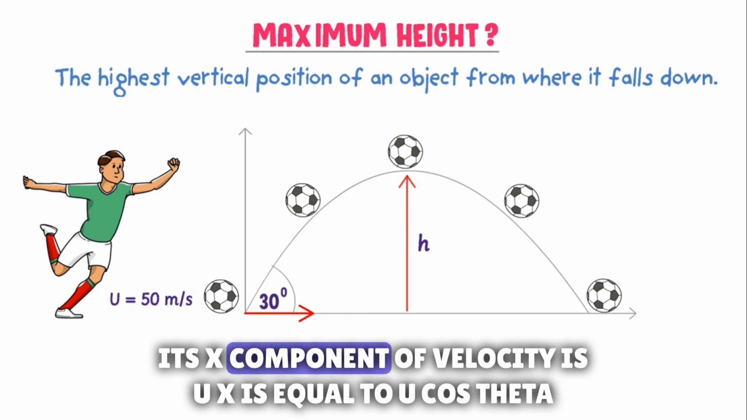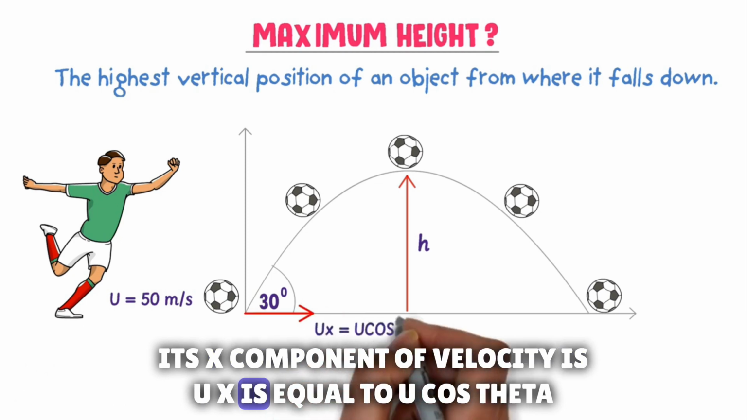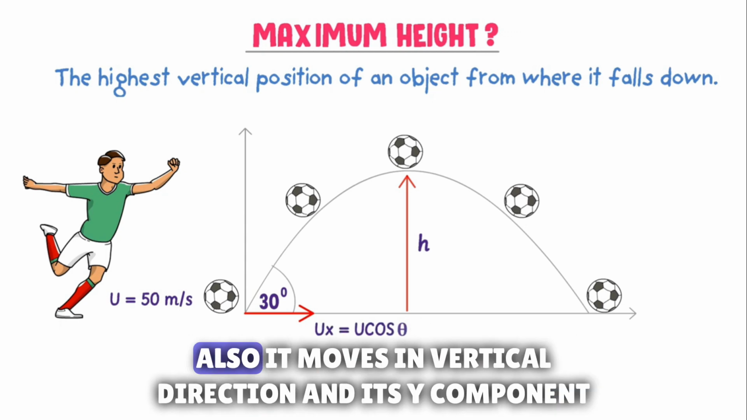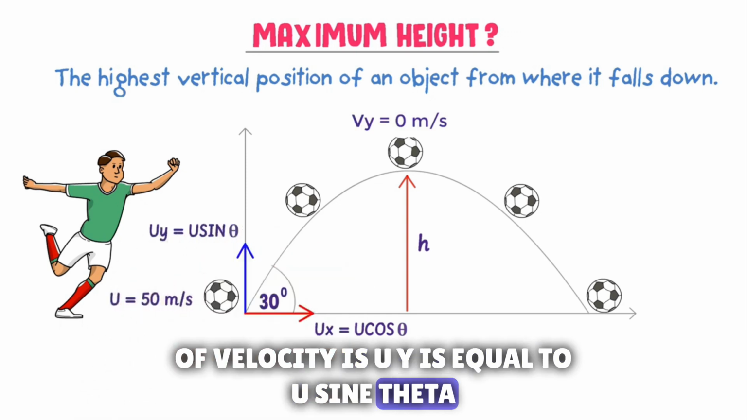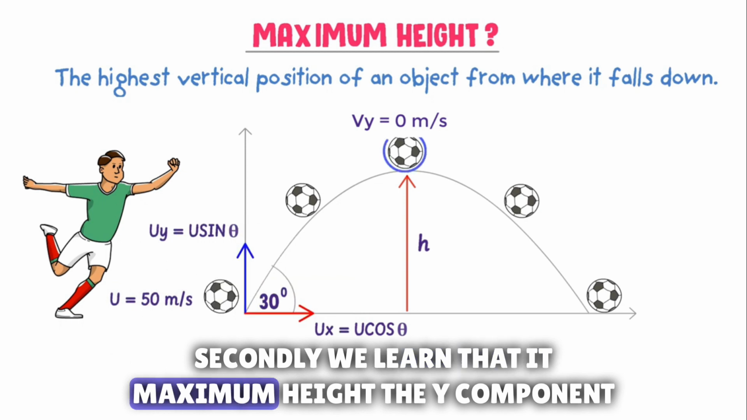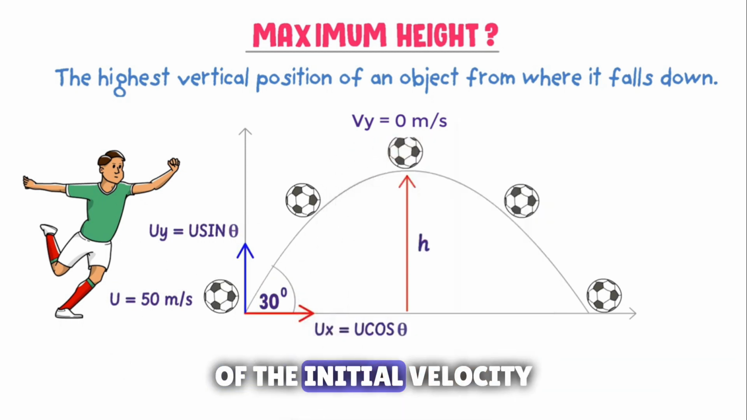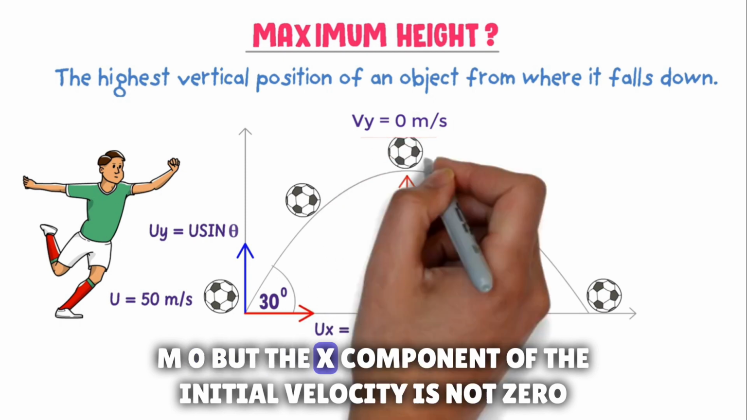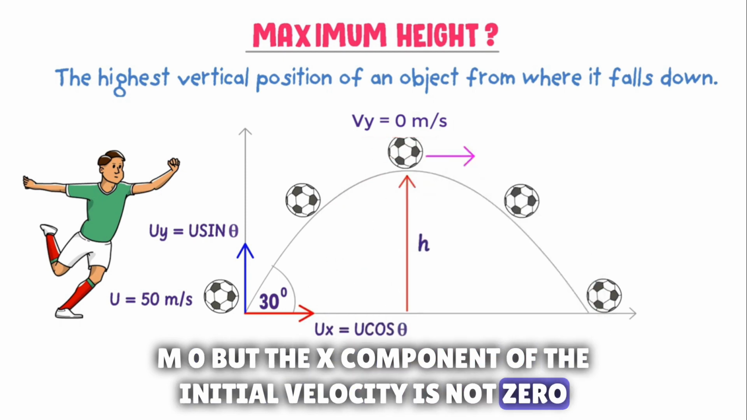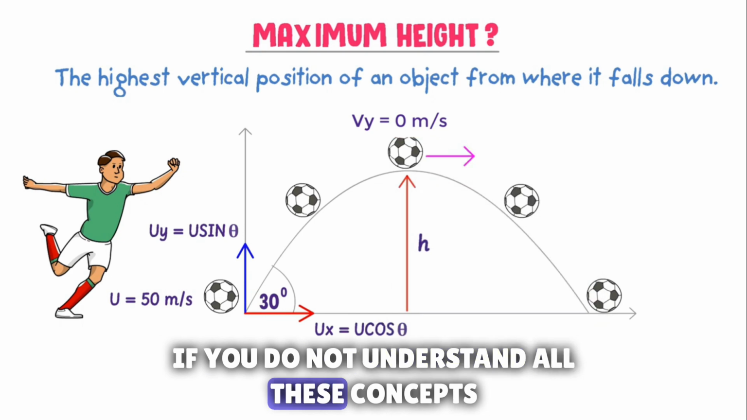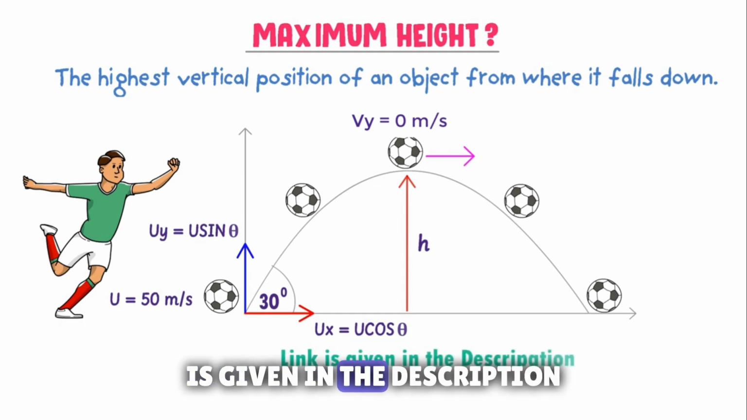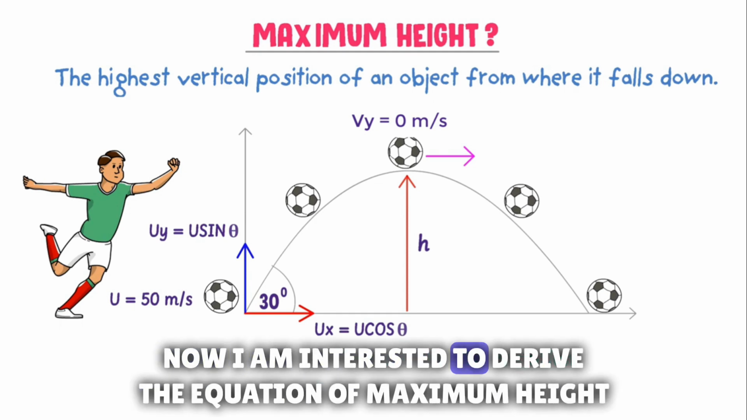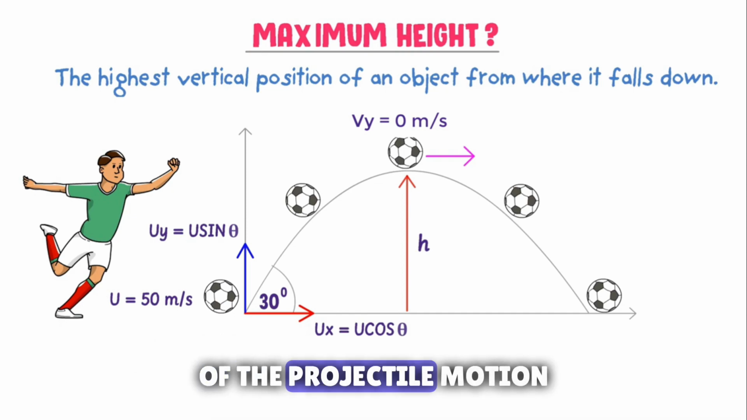direction and its x component of velocity is ux is equal to u cos theta. Also, it moves in the vertical direction and its y component of velocity is uy is equal to u sin theta. Secondly, we learn that at maximum height, the y component of the velocity becomes 0, but the x component of the velocity is not 0. If you do not understand all these concepts, then watch the first part of projectile motion and its link is given in the description. Now I am interested to derive the equation of maximum height of the projectile motion.